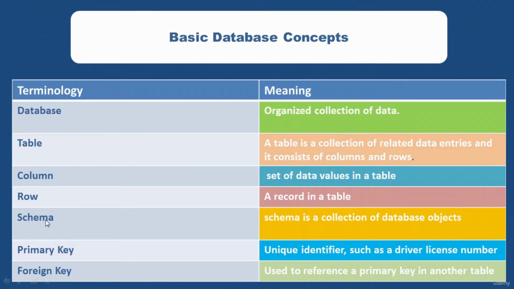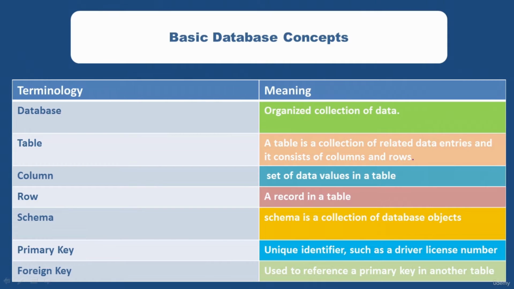A schema is a collection of database objects. I will show you examples of this later on in the course. Any item is referred to as an object in a database. A database is an object, a table is an object, a view is an object. So these are all objects. A collection of database objects housed in a container is referred to as a schema.